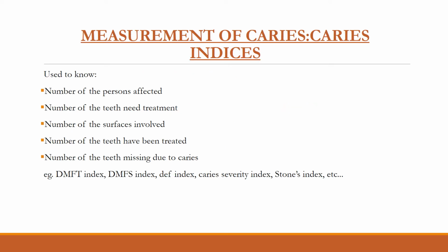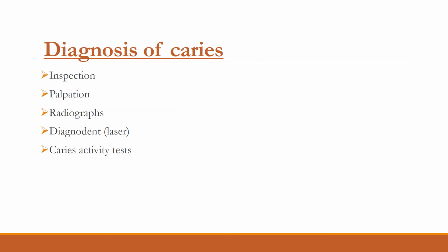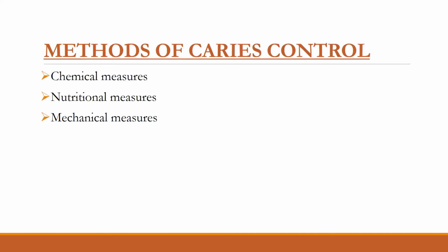Measurement of caries indices. These are used to know the number of persons affected, number of teeth needing treatment, number of surfaces involved, number of teeth that have been treated, and number of teeth missing due to caries: DMFT index, DMFS index, DEFS index, caries severity index. These are some of the indices used to measure caries. Diagnosis of caries: inspection, palpation, radiographs, DIAGNOdent laser or caries activity tests. I think this will be covered in your endodontics in detail.